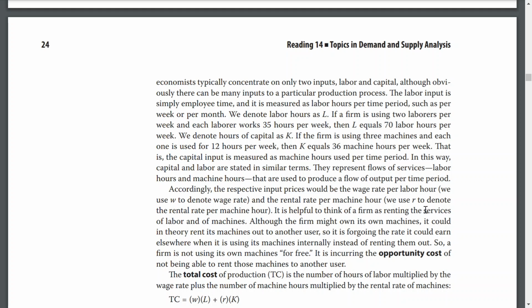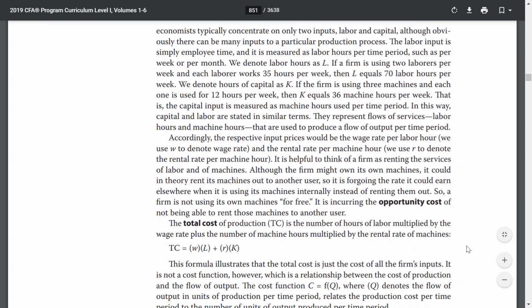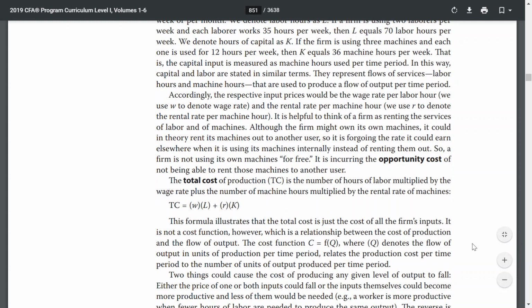It is helpful to think of a firm as renting the services of labor and the machine. Although the firm might own its own machine, it can, in theory, rent the machines out to other users. So in forgoing the rate it could earn elsewhere when it is using the machine internally instead of renting it out, a firm is not using its own machines for free; it is incurring opportunity costs of not being able to rent the machines to another user.